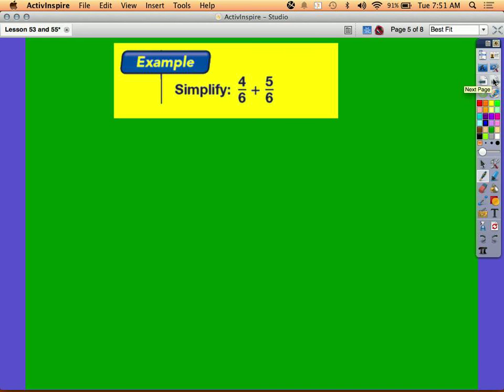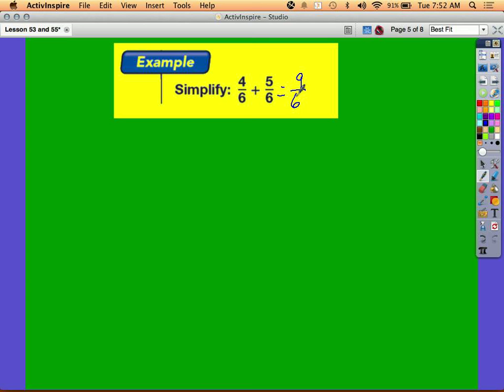So let's simplify this. So we have 4/6 plus 5/6. When we add fractions, we just take the 4 plus 5. We add our numerators, which would be 9. Denominator stays the same.